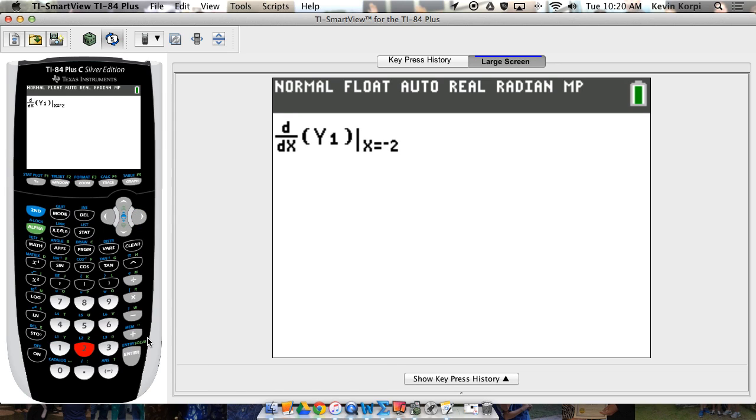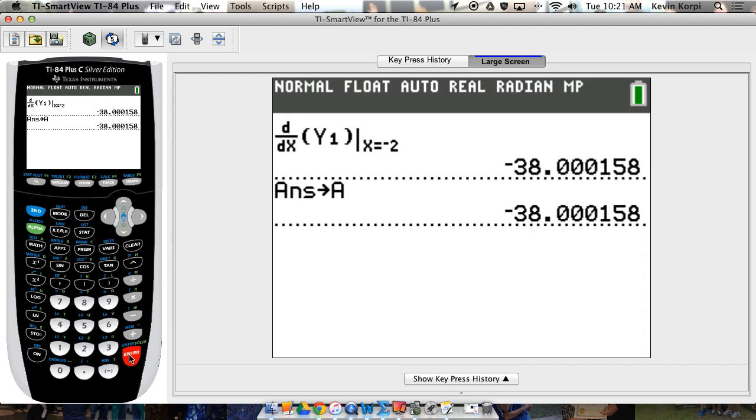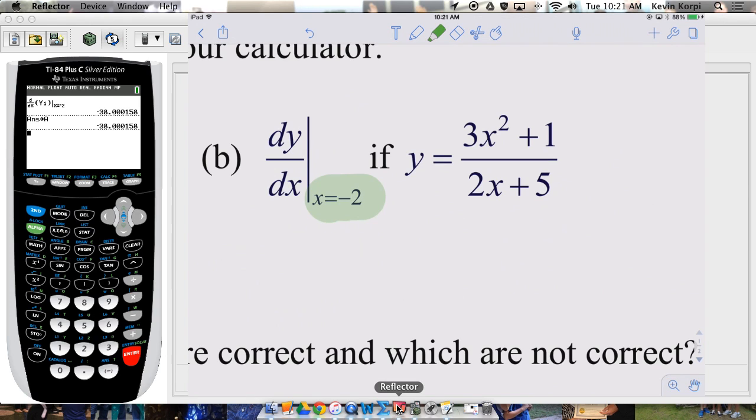If you have the classic print, you're going to hit Math 8. It's going to be nDeriv. You'd have to recall y1 from the vars, y vars function, comma x, comma -2. Now, if you do this, it's already on the home screen. You hit enter. And so now if you needed to store that, let's say I need to use that, I'm just going to hit store as alpha A. And now I have it stored as A, and if I ever need it again, there it is with all the decimals. But in this case, we said that we're interpreting that to be -38.